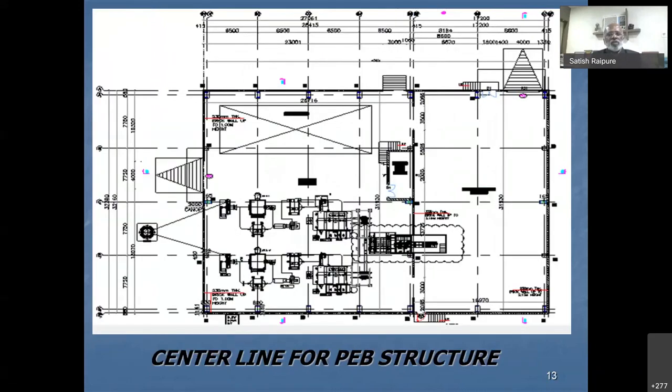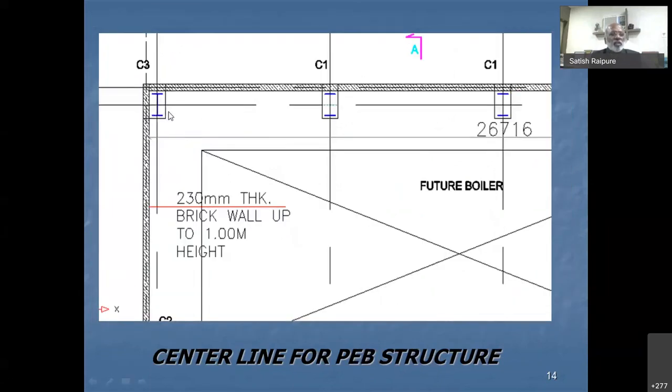This is the PEB structure. Here the center line is again different. You can see that in PEB column, there is a wall. After PEB column, there is a wall. We must also provide support to this wall. And there will be a RCC column just behind this PEB column. Here the center line is different. Here the center line is as per the PEB center, because they are going to manufacture as per this.